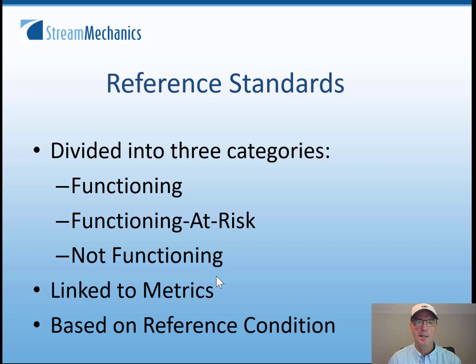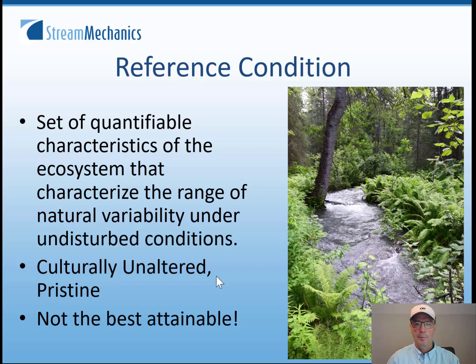All right, so reference standard, just as a reminder, we put them into these three buckets categorically of functioning, functioning at risk, not functioning. It's linked to the metrics, and it's based on this idea of reference condition, reference standard. So for the SQT, for these reference curves, reference condition is a set of quantifiable characteristics of the ecosystem that characterize the range of natural variability under undisturbed conditions. So just reframing what we already said about that 0.7 to 1.0. It is culturally unaltered or pristine. It is not the best attainable.